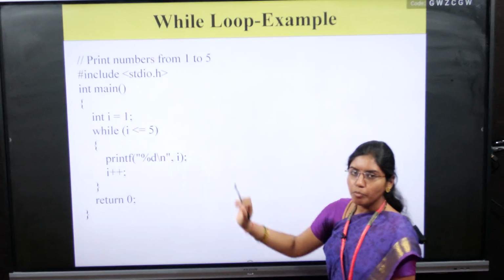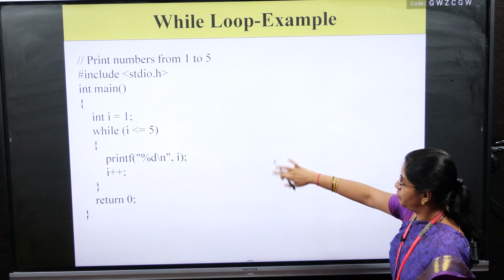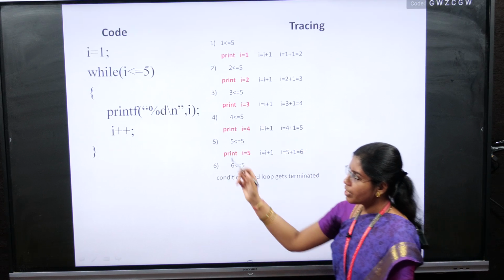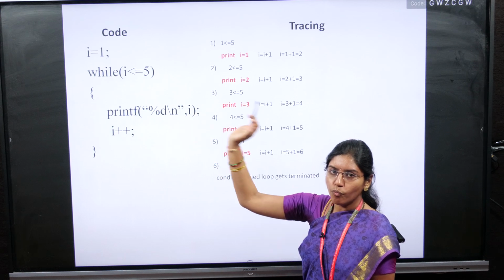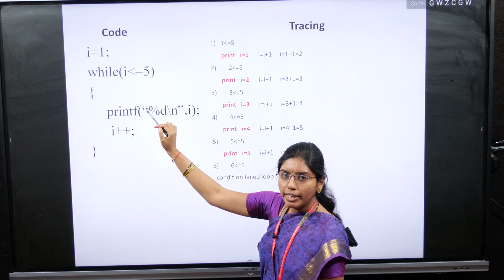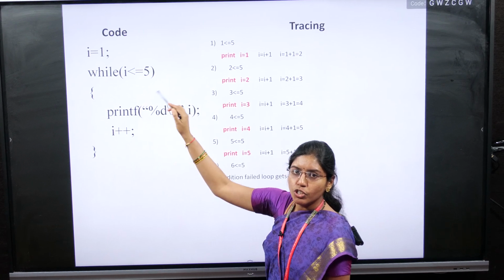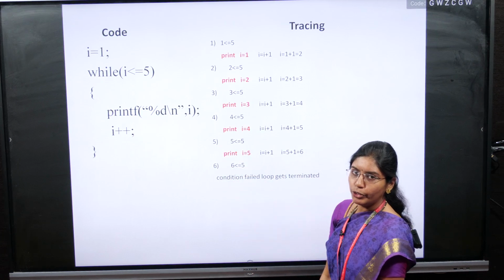In the next slide I am going to discuss how to trace these numbers 1 to 5. It is the same example using the while loop: while i <= 5, printf("%d\n", i), then i++. This is the same example we are going to consider.